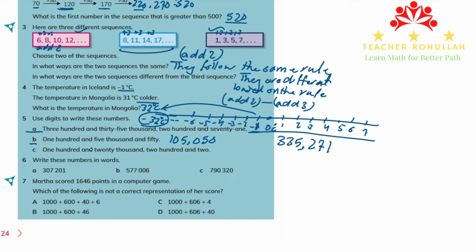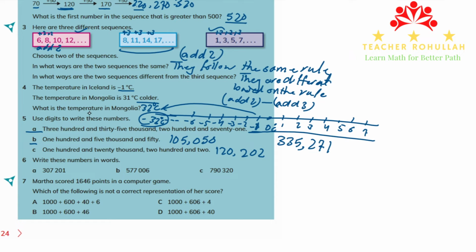Part C says 120,000. So I can write here 120,000, 202. This is how we can easily write the numbers given in the words and the digits.